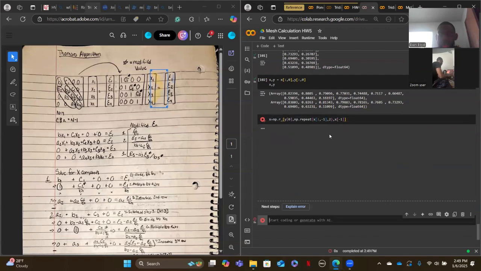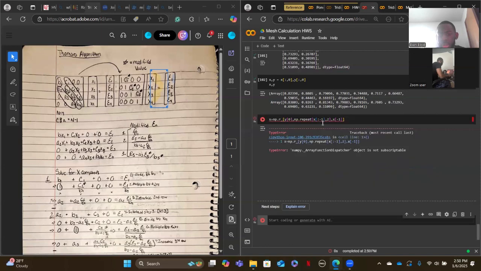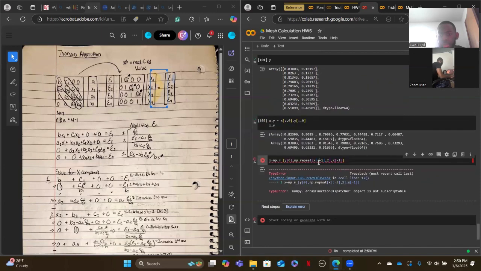Let's see if that worked. No, it didn't work. Is it because this also has to be bracketed off as well? I'm going to check again on this as well. I don't know why. I thought this should work. Yeah, this should work. I'm going to check. I'll be right back.